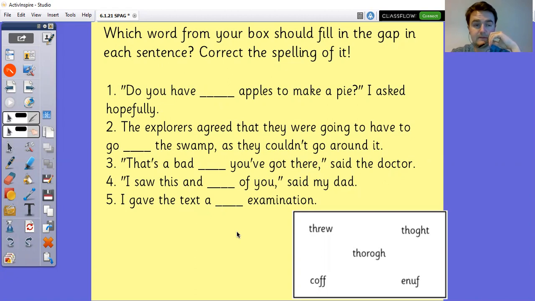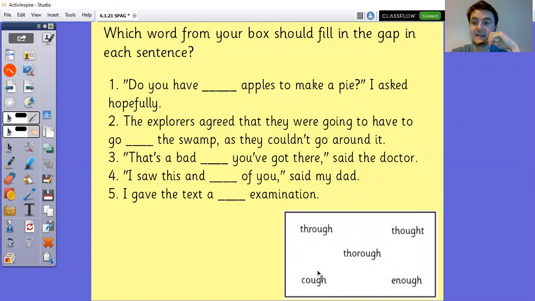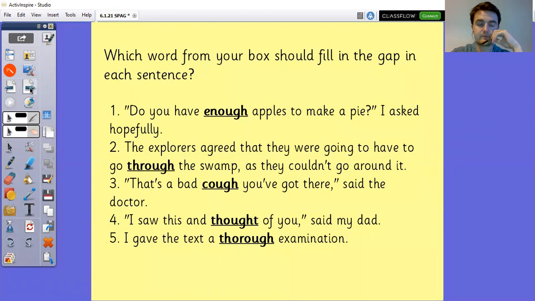Okay, and finally, here are your sentences again, but this time with the words spelt correctly at the bottom. So check your spelling so far, have a look and see which sentences they match up with. And on the next slide, you can see the answers. So, do you have enough apples to make a pie? The explorers agreed that they were going to have to go through the swamp as they couldn't go around it. That's a bad cough you've got there, said the doctor. I saw this and thought of you, said my dad, and I gave the text a thorough examination.